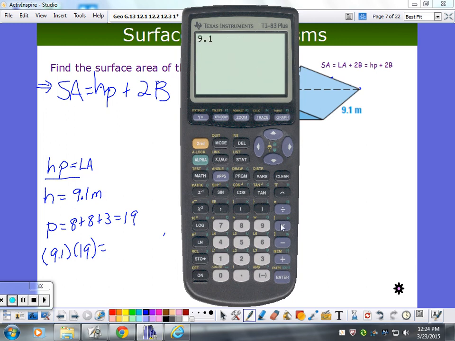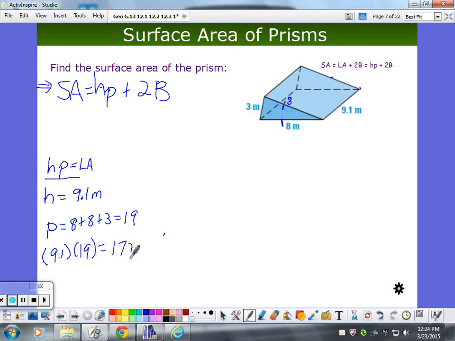9.1 times 19, and I get 172.9. And if the question asks, what is the lateral area, you're done. The lateral area is 172.9 square meters. That's this face, plus the face back here, plus the bottom face. All add up to 172.9 square inches.